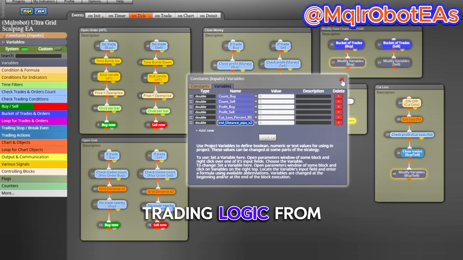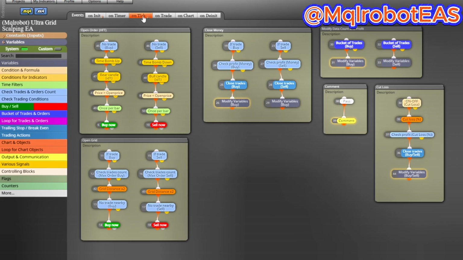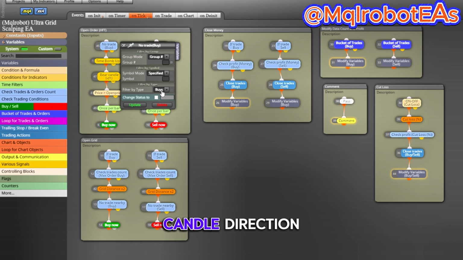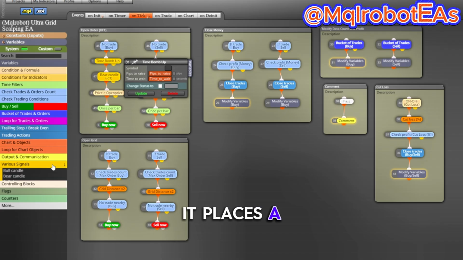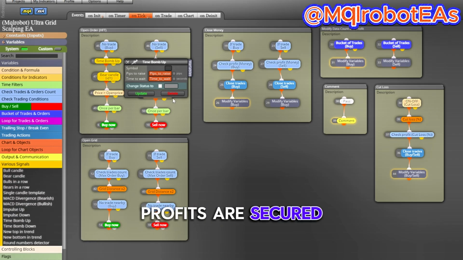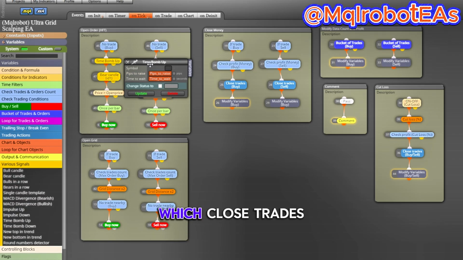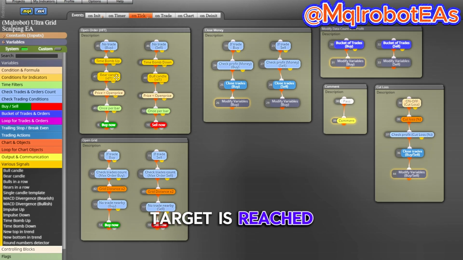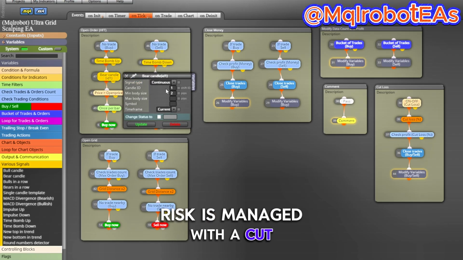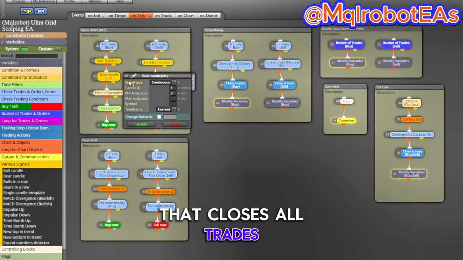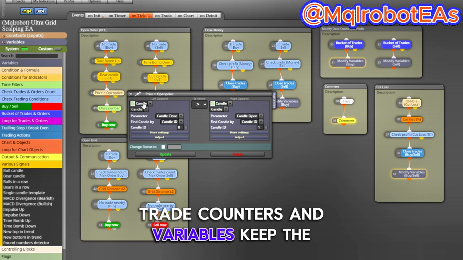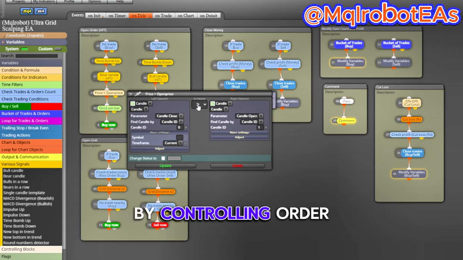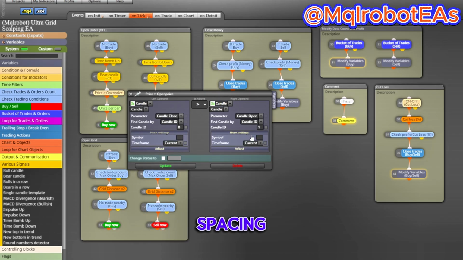Trading logic. From the FXdreema structure, the logic works as follows. The EA checks conditions such as candle direction and price movement. If no nearby trade exists, it places a new order. Profits are secured with close money rules, which close trades once the set target is reached. Risk is managed with a cut-loss function that closes all trades if floating loss reaches the defined level. Trade counters and variables keep the system balanced by controlling order numbers and grid spacing.